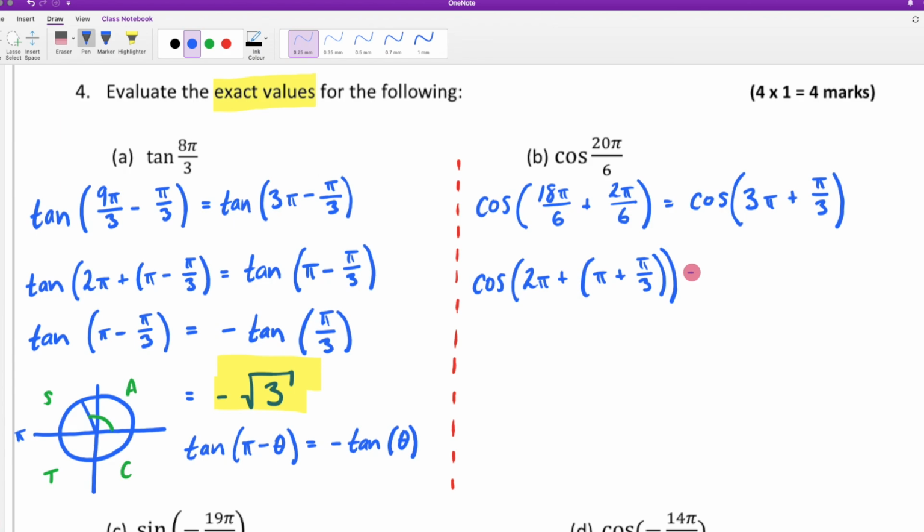We know that this 2 pi here is simply going to take me right around my unit circle. So let me again draw my unit circle. I'll draw it like this.